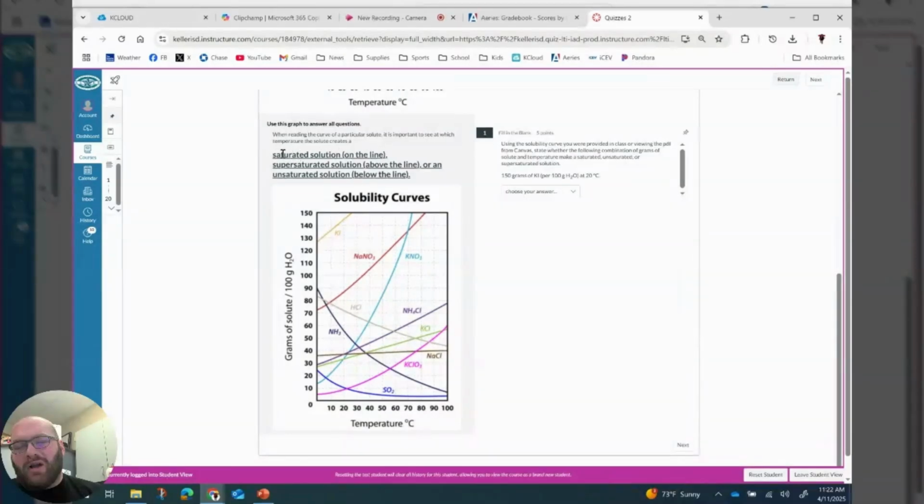For a solution to be saturated, the point that it gives you needs to be on the line. If the point is above the line, we call it supersaturated. And if the point is below the line, it is unsaturated.